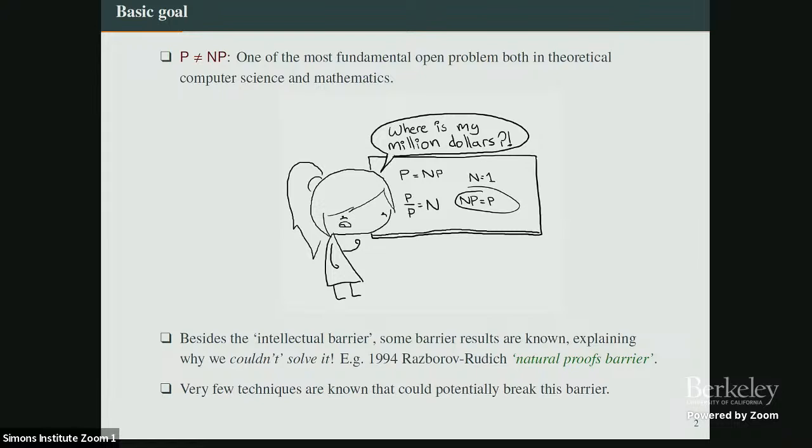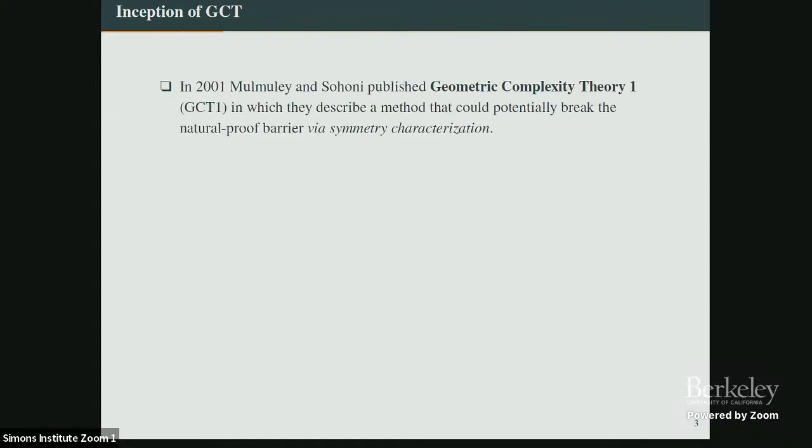very few techniques are actually known that could potentially break it, and one of them was introduced by the paper by Mulmuley and Sohoni, published in 2001, which is called GCT1, where they say that this algebraic P not equal to NP, which we can also talk about, which is VP not equal to VNP, you can set up more algebraically or, let's say, more geometrically, and you can try to attack that question, and that potentially breaks the natural proof barrier by symmetric characterization. I'll not get into exactly what I mean by symmetric characterization, but I can actually tell you.